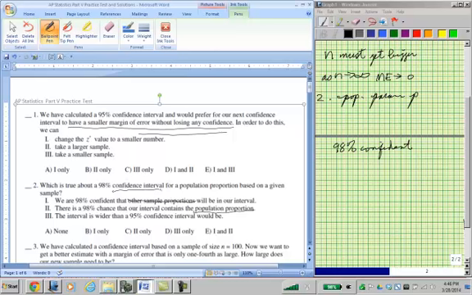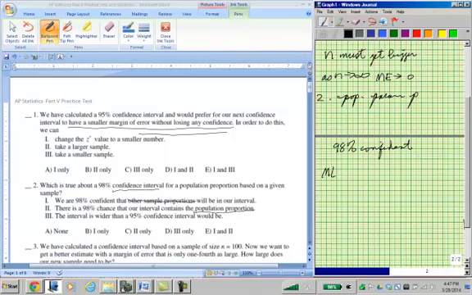3. The interval is wider than a 95% confidence interval would be. Okay, now that's true. The higher level of confidence means a wider confidence interval. The margin of error, as stated above, equals z star times the standard error. The bigger the z star is, that means the more confidence you have, then the bigger the margin of error is going to be, which means the bigger the interval is going to be. Because the confidence interval equals p hat plus or minus the margin of error. So the bigger the z star is, then the bigger the margin of error.